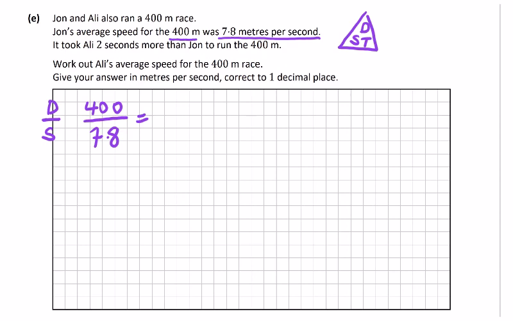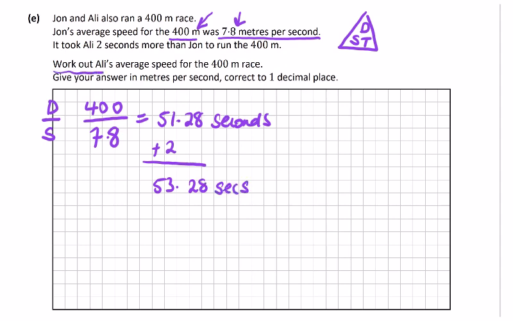DST, distance divided by speed, is equal to time. So speed is 7.8 meters. Distance, this is giving me on a calculator, 51.28 seconds. The time that he ran. Very fast. It took Ali 2 seconds more. Plus 2 is 53.28 seconds.